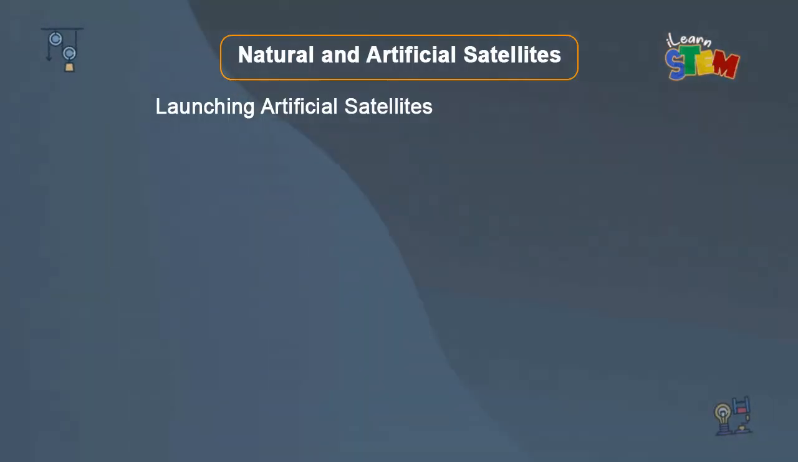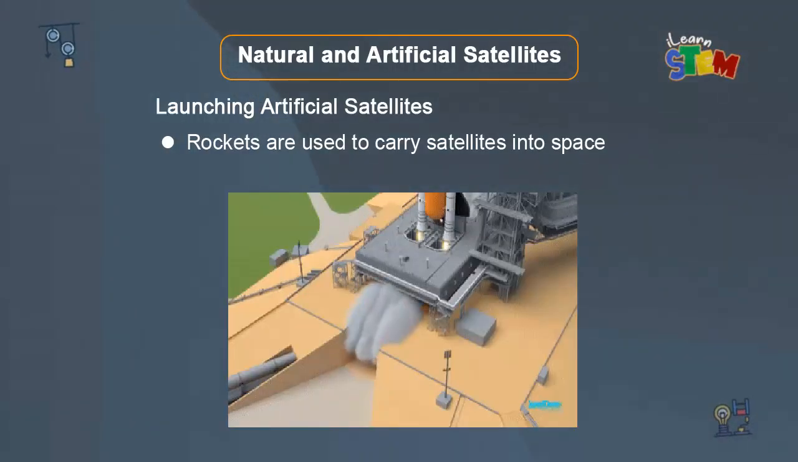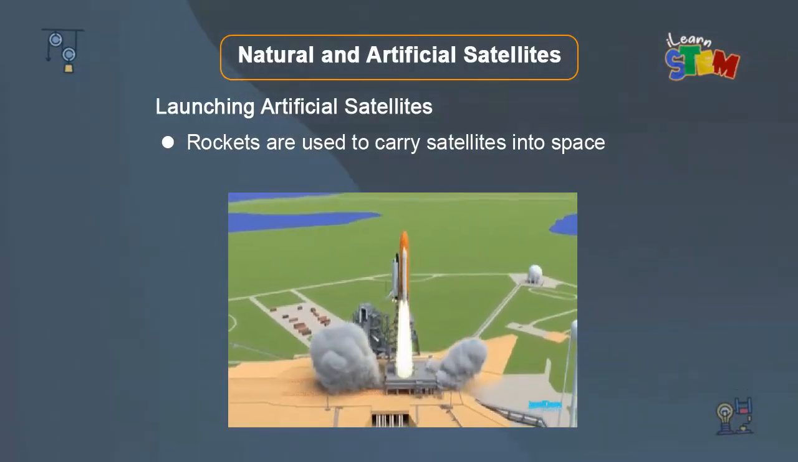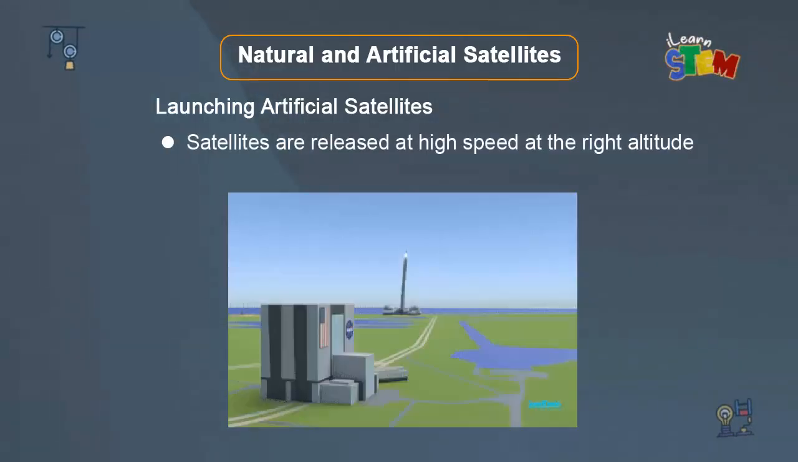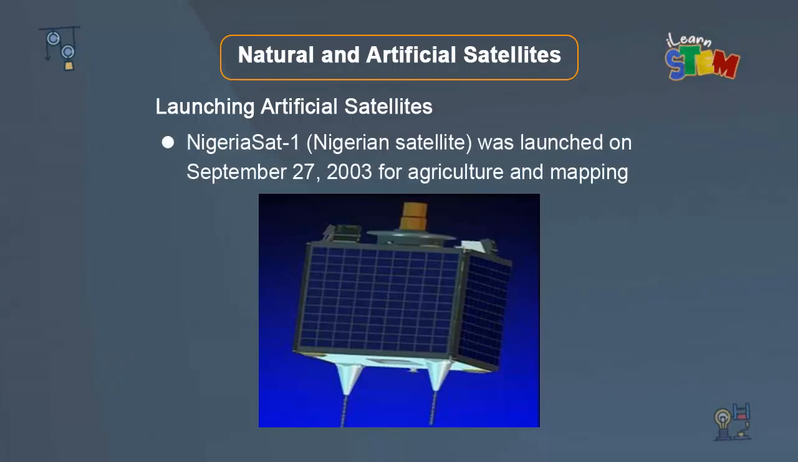To launch a satellite into space, we use rockets. These rockets launch vertically, carrying the satellite above Earth's atmosphere. When it reaches the right height, the satellite is released and begins orbiting the Earth at high speed. For instance, NigeriaSat-1 was launched into space to assist with agriculture and mapping. This example shows how countries use space technology to solve local problems. Let's connect the dots between these ideas.